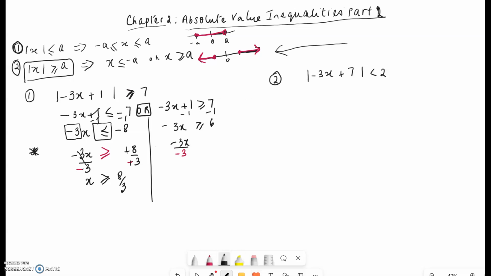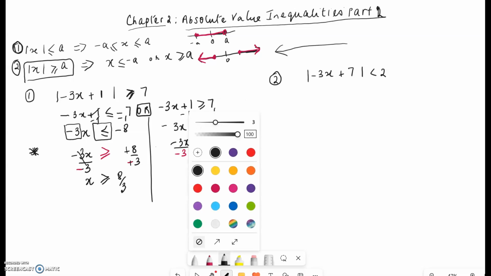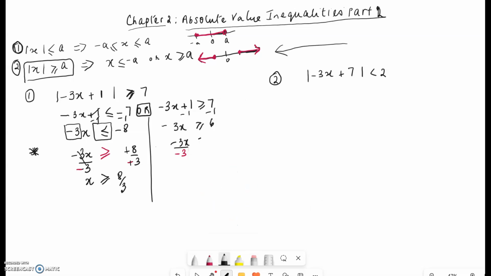It's a negative number. So what happens to the inequality? It switches in the opposite direction. So we divide both sides by -3 because we want to get rid of the -3. So now we have, and remember to switch the sign, this is extremely important: multiplying or dividing both sides by a negative number switches the inequality. So we have x less than or equal to -2.